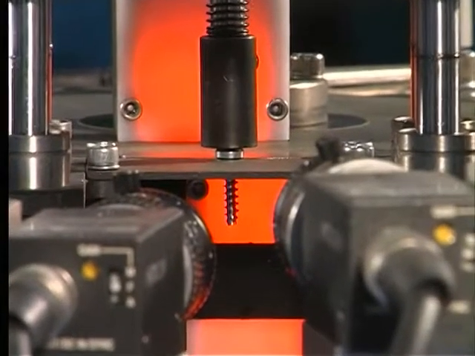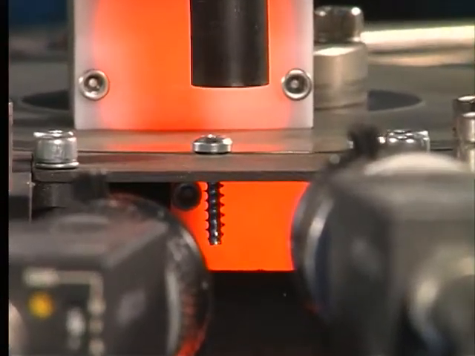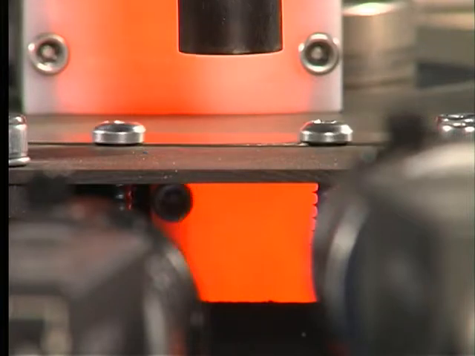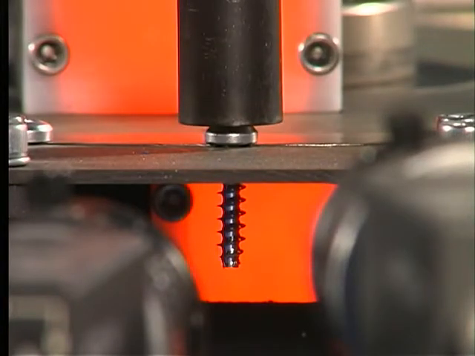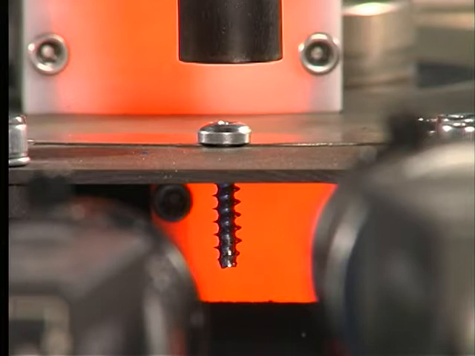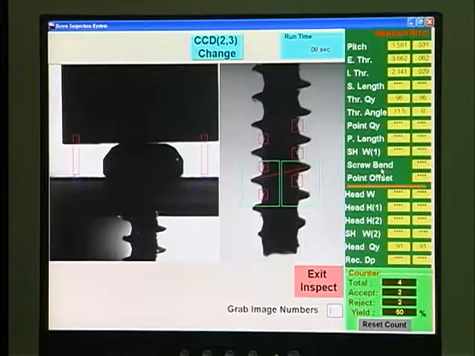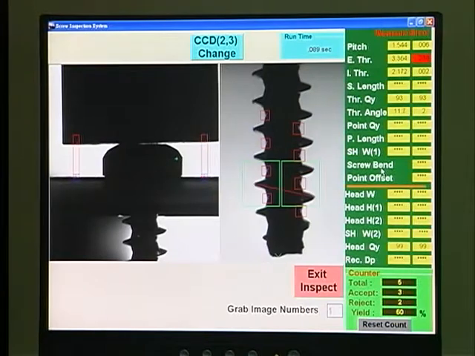The system grabs one image of the screw from a side. The screw dimensions are then determined from the grabbed image using mathematical tools. The thread angle is defined as the angle between the line connecting a pair of thread peaks and a horizontal line.